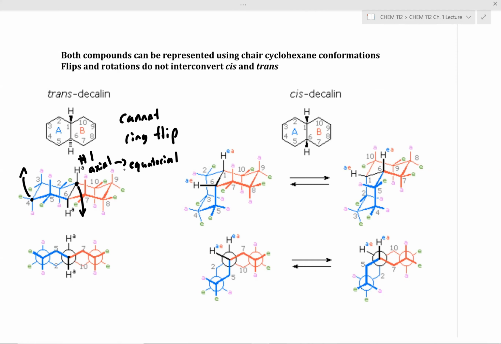Now, looking at cis-decalin, we can actually study it from the same perspective that we have always used looking at ring flips. So in this case, let's look at our ring flip for cis-decalin. So let's look at one of our cyclohexane rings. And in this case, we're going to look at the cyclohexane ring in blue. And let's ring flip this cyclohexane ring. So carbon number 1 is going to move up. Carbon number 4 is going to move down.